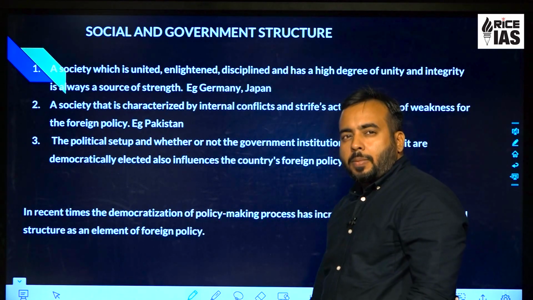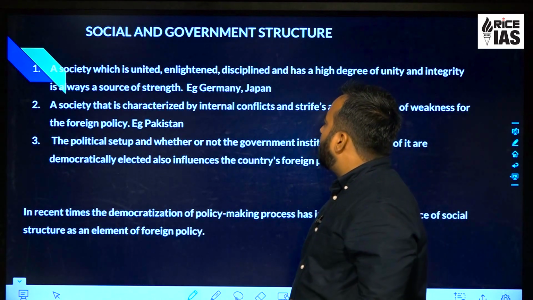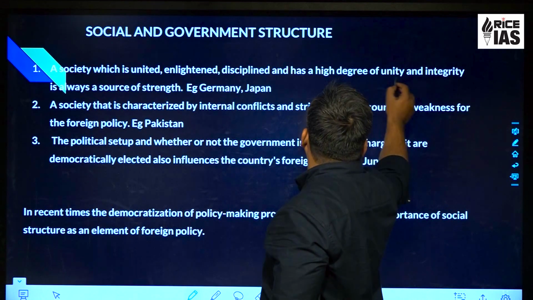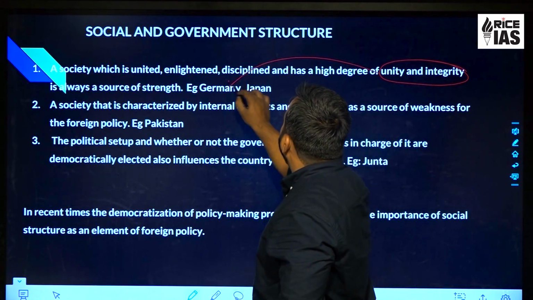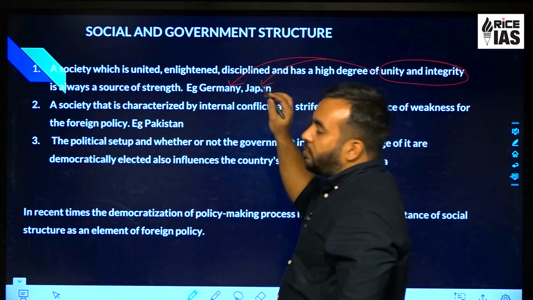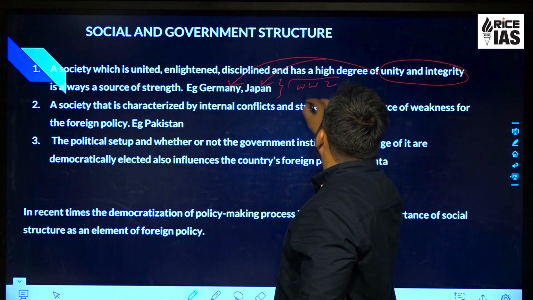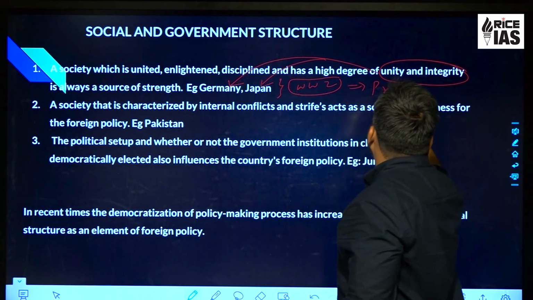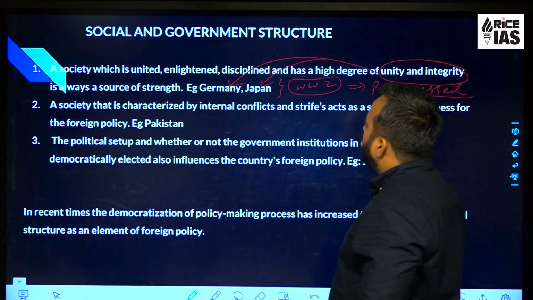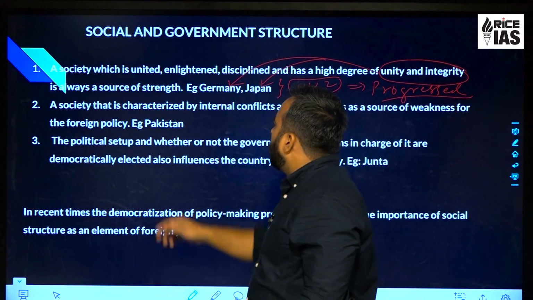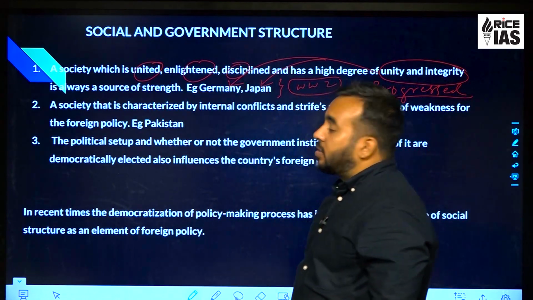Next determinant of foreign policy is social and government structure. A society which is united, enlightened, disciplined has a high degree of unity and integrity. Unity and integrity is preserved. Example, Germany and Japan, despite losing World War II, they progressed. Why? Because they fulfilled this condition.